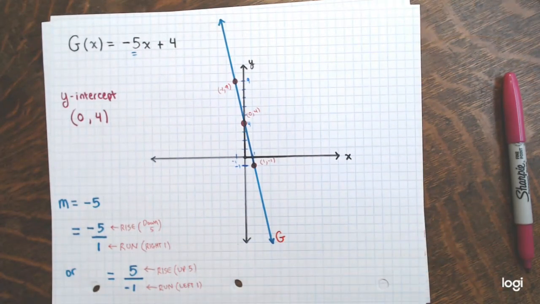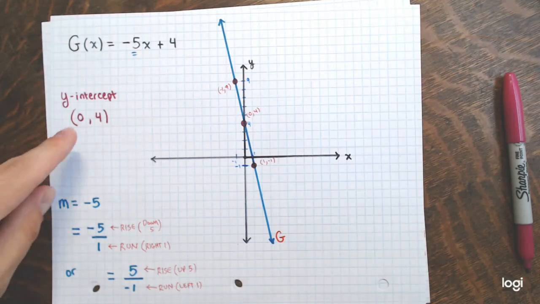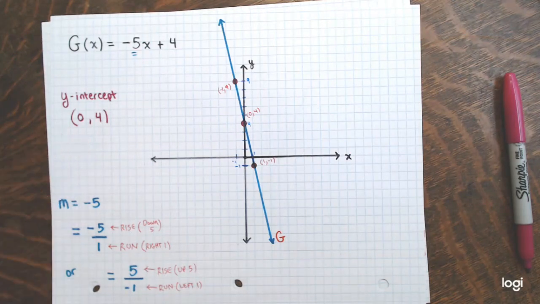Wonderful. But again, very simple. Just plot a point, and again, the easiest one is the y-intercept. Just plot a point on the graph, plot an ordered pair that belongs to the function, and then use that rise and run, use that slope to determine which way it's going.